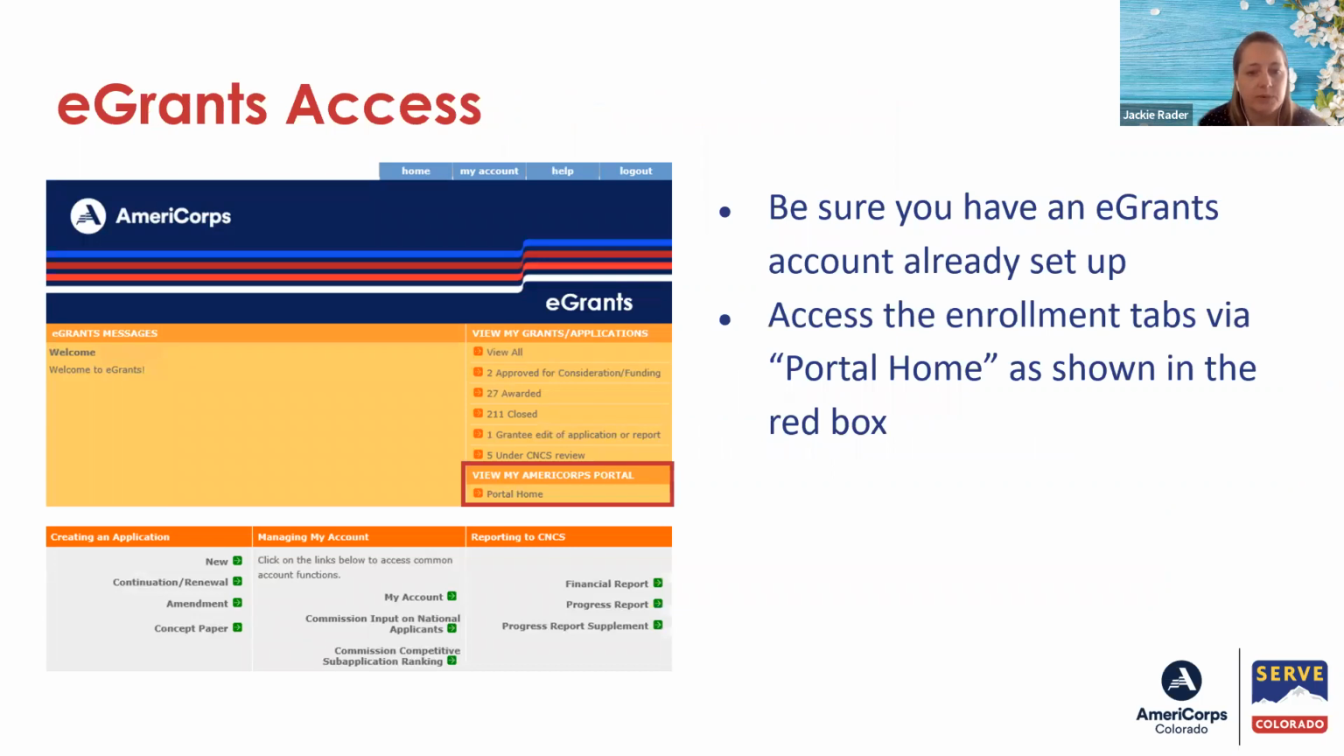For eGrants access, be sure you have an eGrants account already set up. If you were the individual that submitted your application to us at Serve for the program, you should already have an eGrants account. If you are new staff or have new program staff coming on board, you will want to make sure that they have access to eGrants if they will be doing enrollment and exits of members. To do that, you will go to the View My AmeriCorps portal home button, under that to get to mostly where we are going to be doing enrollment.